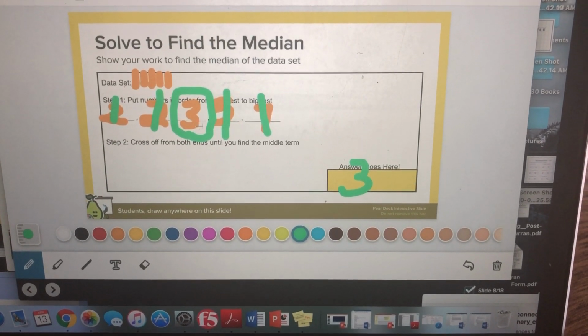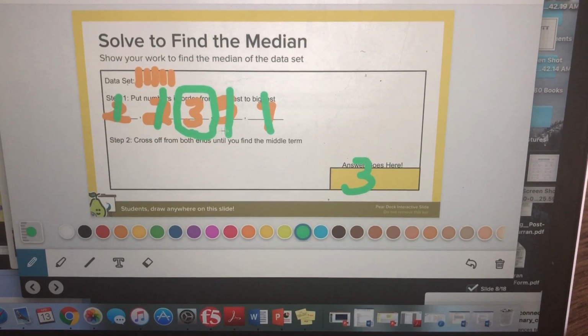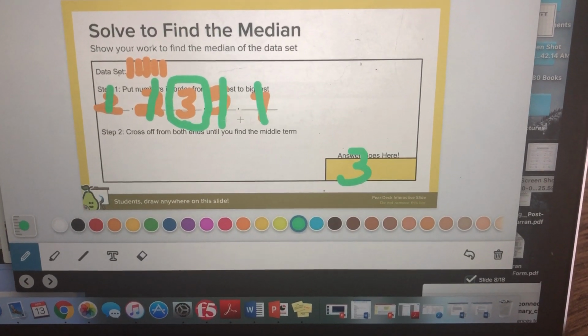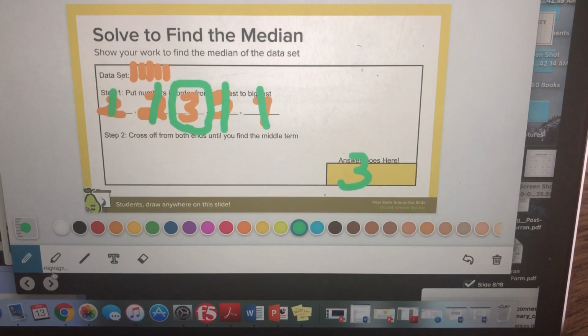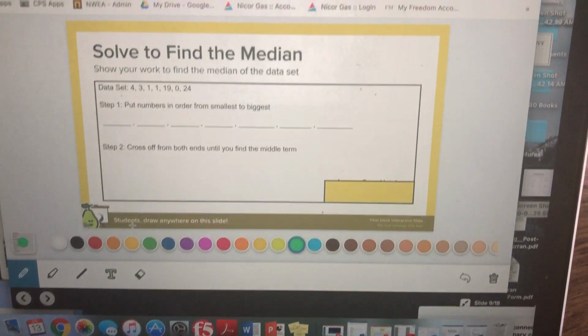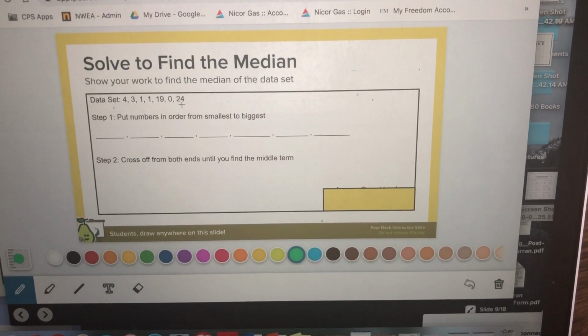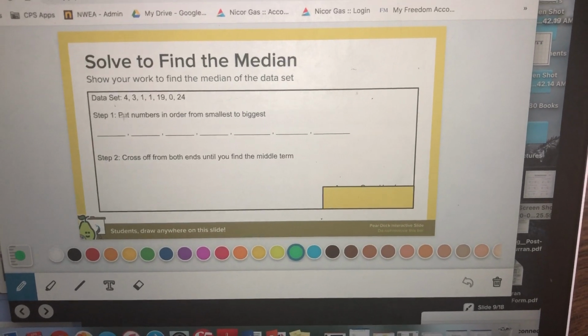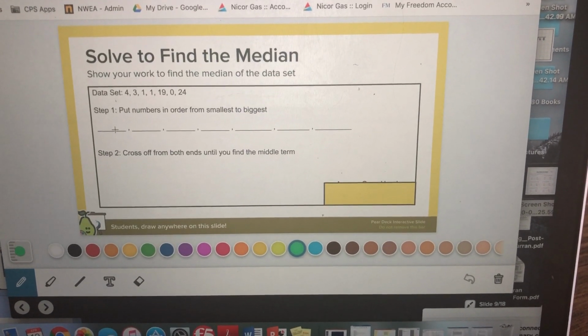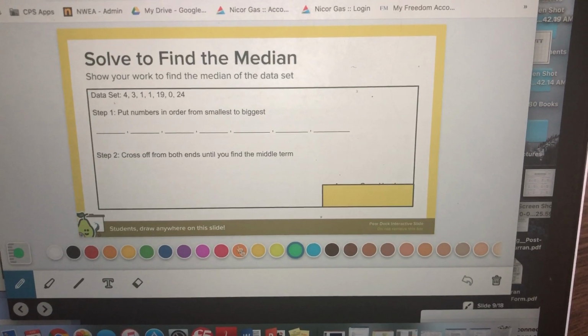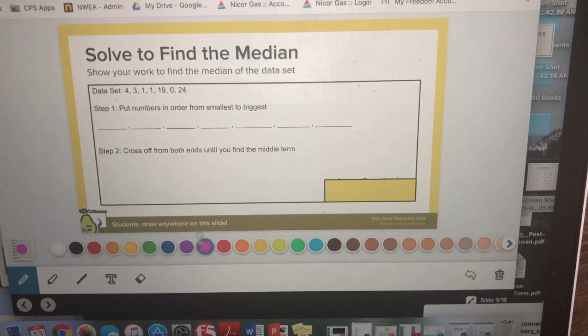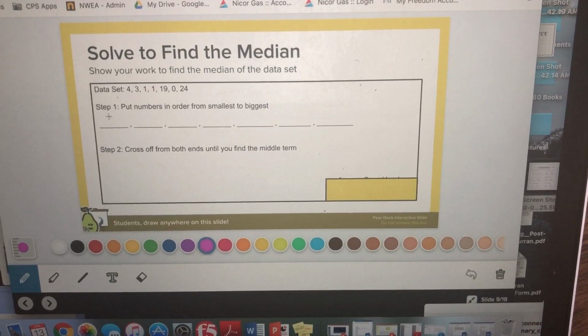So once again, we put the numbers in order, we crossed off at each end, and we found the middle number, which is 3, our median. All right, our next example, okay, here's our data set right here. The first step is we need to put them in order from smallest to biggest. So looking at our data set, our smallest number is 0.